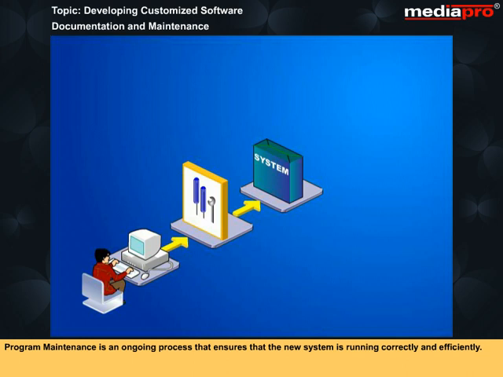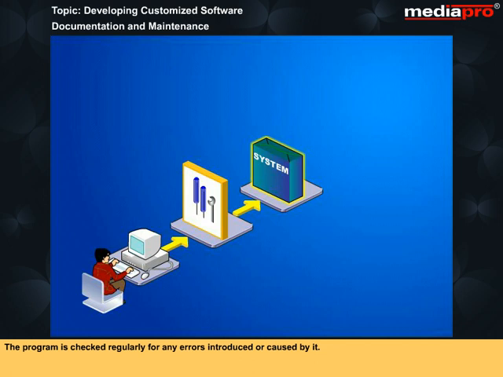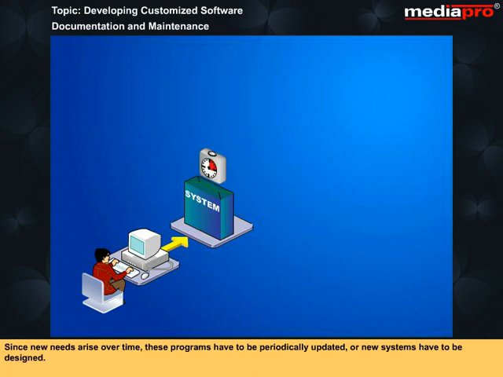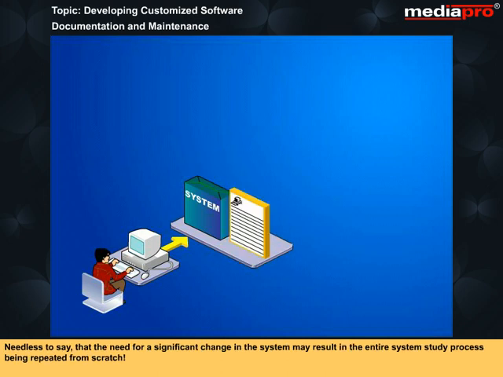Program maintenance is an ongoing process that ensures that the new system is running correctly and efficiently. The program is checked regularly for any errors introduced or caused by it. Since new needs arise over time, these programs have to be periodically updated or new systems have to be designed. Needless to say, the need for a significant change in the system may result in the entire system study process being repeated from scratch.